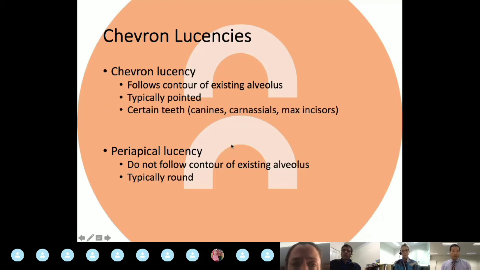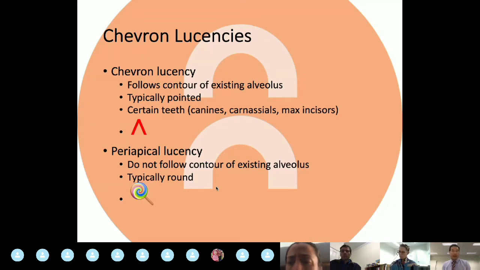So what are Chevron lucencies? Chevron lucencies typically follow the contour of the existing alveolus, and they're just the thickening of the periodontal ligament in an area where the blood vessels enter the tooth. They're typically pointed, and they typically involve specific teeth, so the canines, the carnassials, and the maxillary incisors. That's the diagram that I typically use. So they are an upside down V and they're pointy at the end. Periapical lucencies, they don't follow the contours of the existing alveolus and they're typically a little bit more rounded.